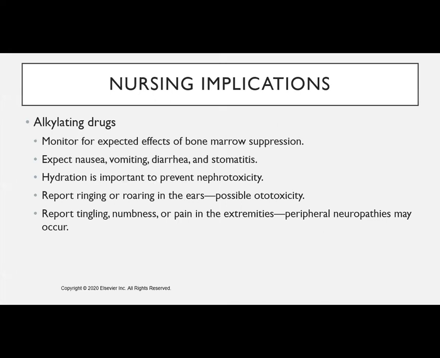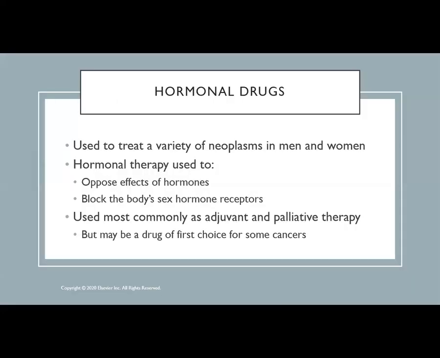So with alkylating drugs, monitor for expected effects of bone marrow suppression, and expect nausea, vomiting, diarrhea, and stomatitis. Hydration is important to prevent that nephrotoxicity. Report ringing or roaring in the ears, which is that possible ototoxicity. Report tingling, numbness, or pain in the extremities, which can be that peripheral neuropathy.